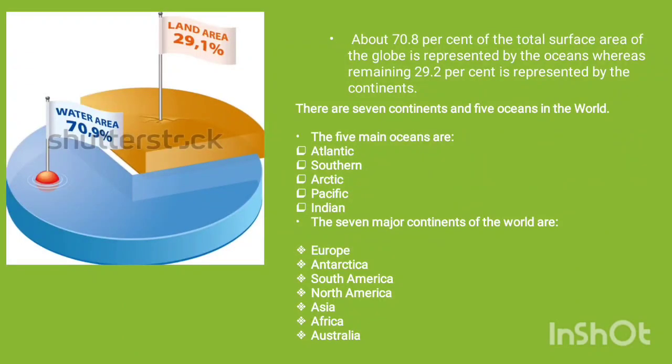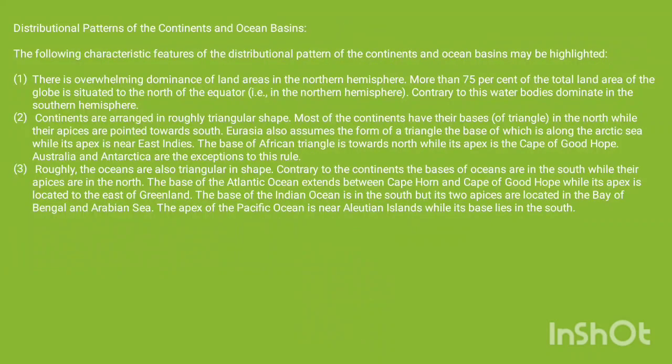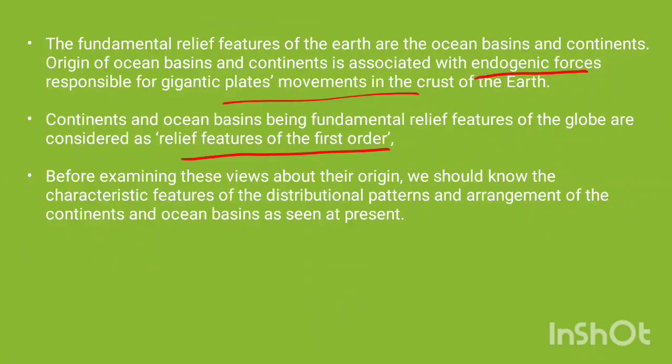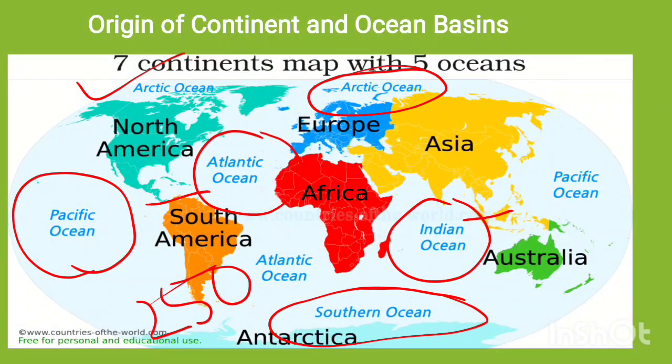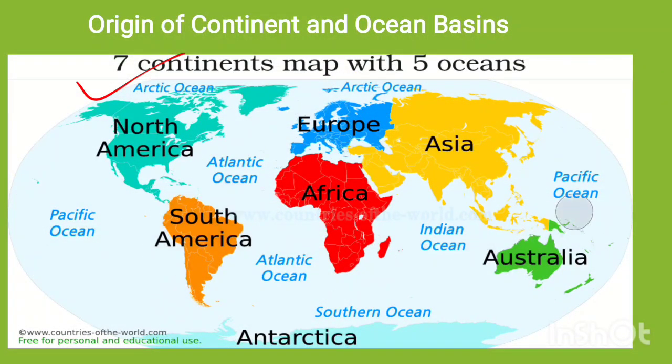Before going to discuss the second order and third order relief features, we should know about the distributional pattern of continents and oceans. We have 70.9% of water and 29.1% of land area. And if you see the world map very clearly, you can notice that the equator divides our earth into 2 equal parts.